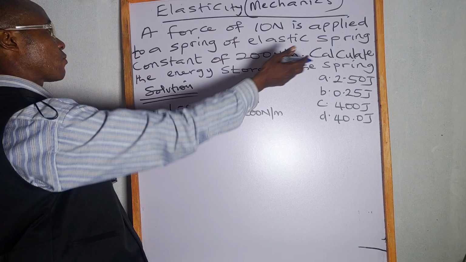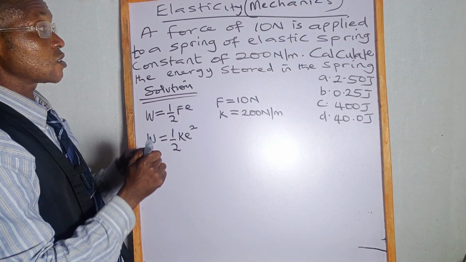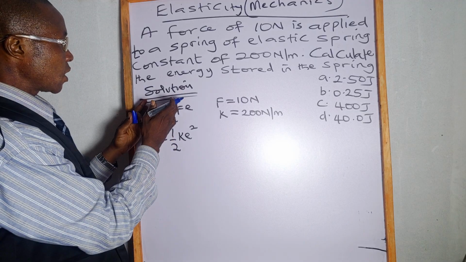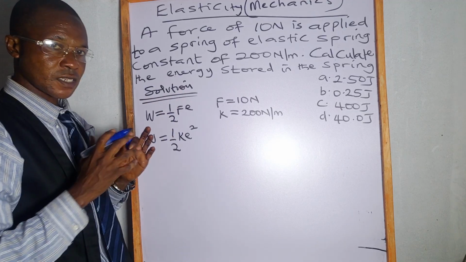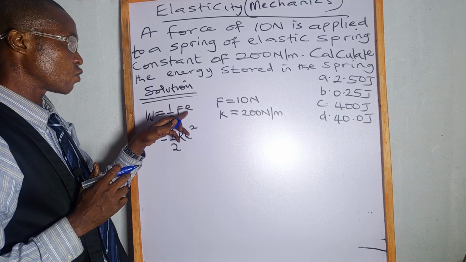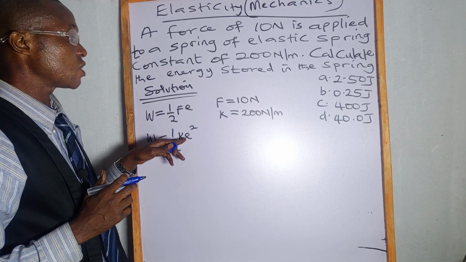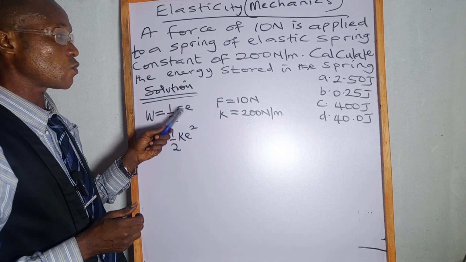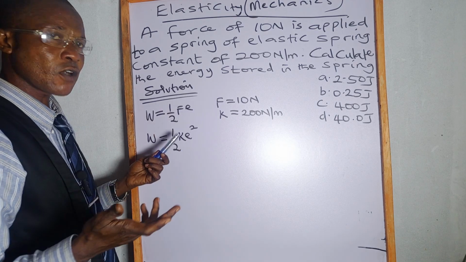So you can see we are to calculate the energy stored. The question did not say anything about the extension. Now, looking at the two formulas, you see that the extension is very, very important. Formula 1/2 Fe, you need the extension. Formula 1/2 Ke squared, you still need the extension. So you need to look for a way to calculate the extension. How do you do that?